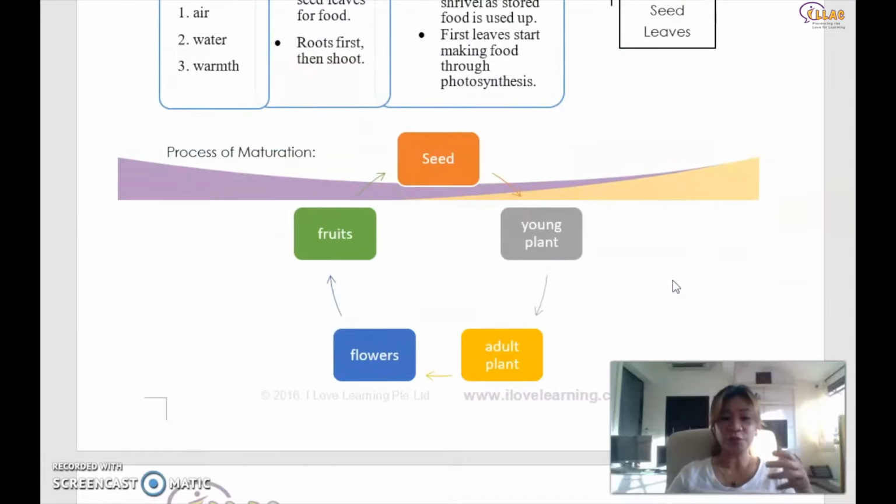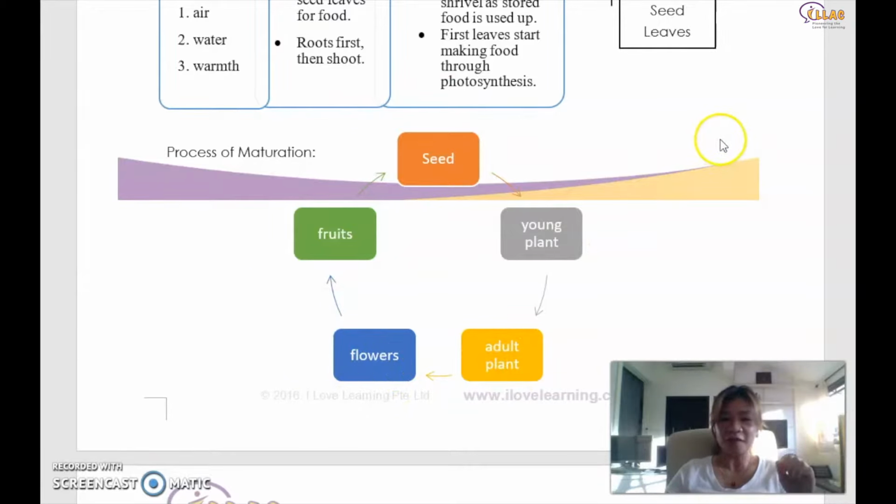Okay, so what is the maturation process? Note that this is a cycle. It doesn't have a particular start point or end point. So in MCQ questions, they can ask you from any start point. They could start at young plant. They could start at seed. They could start at fruits. They could start at flowers. They could start at adult plant. So do not be confused when you see that, why does it start from flowers? It doesn't matter. It is a cycle.